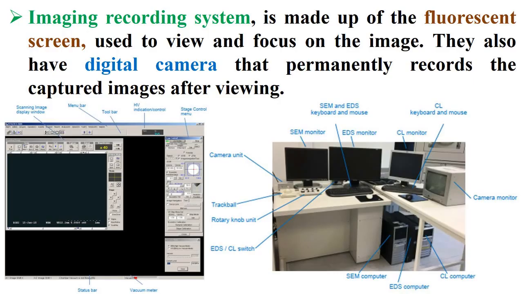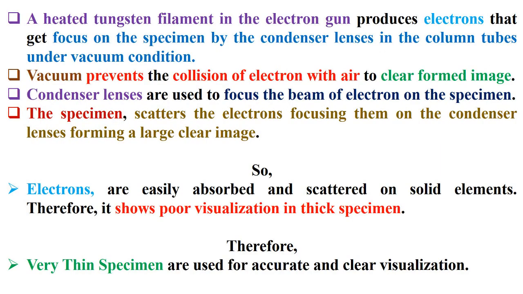And finally, the image recording system is made up of the fluorescent screen used to view and focus on the image. They also have a digital camera that permanently records the captured images after viewing, as shown in the figure inside the slide. In brief, as described above, a heated tungsten filament in the electron gun produces electrons that get focused on the specimen by the condenser lenses in the column tubes under vacuum conditions.